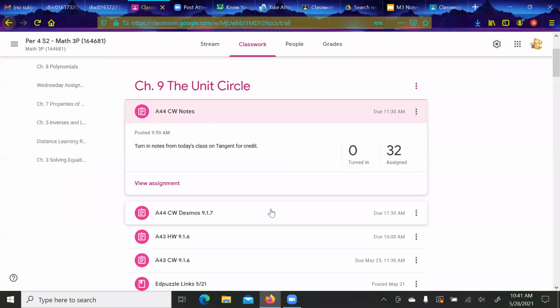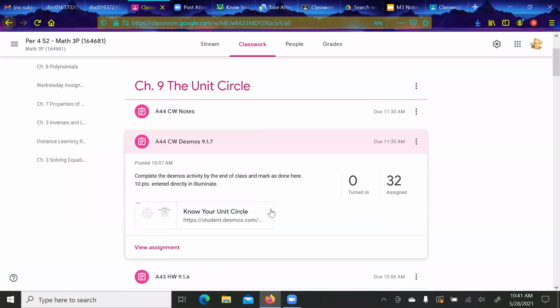Because there is a 9.2 worksheet for me to give you, but I don't really feel like grading another homework assignment, and I don't think you guys feel like doing another one. So let's just say last day of class before the final, no homework, okay? Just do this Desmos assignment.